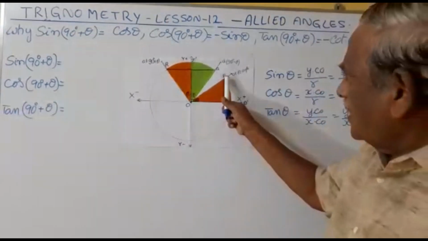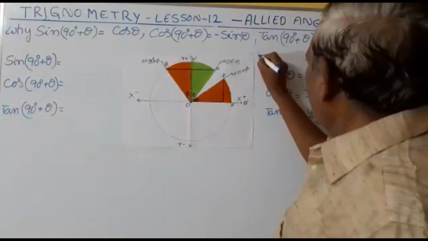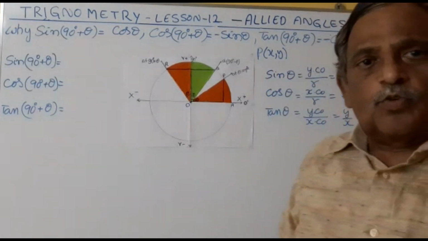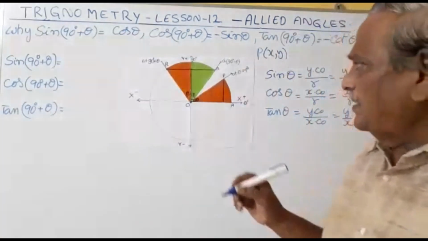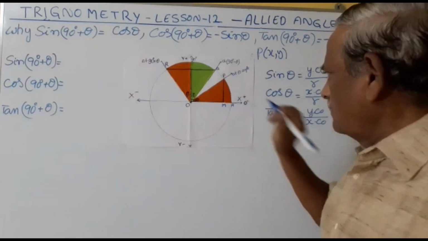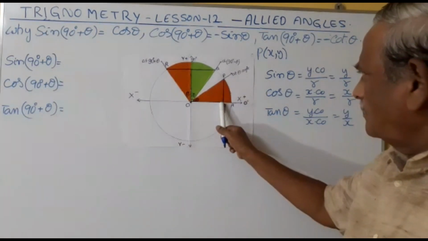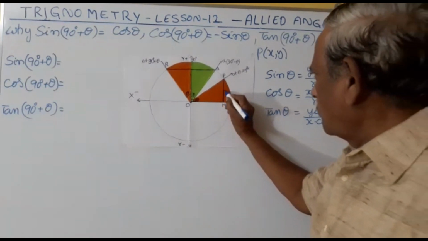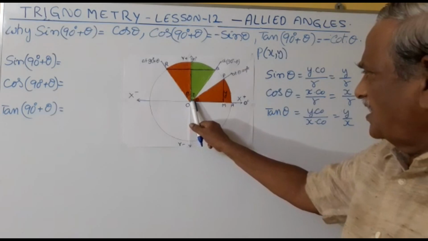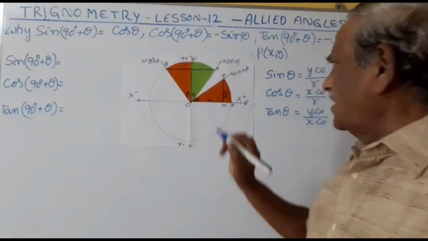Let the coordinates of point P be x comma y. Point P is (x, y). Since the coordinates of point P are x and y, draw a perpendicular PM here. This is M. PM is equal to the y coordinate. The distance from the origin to the foot of the perpendicular is equal to the x coordinate.